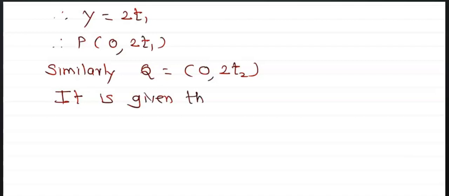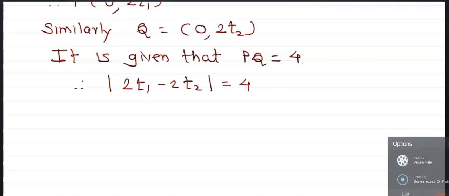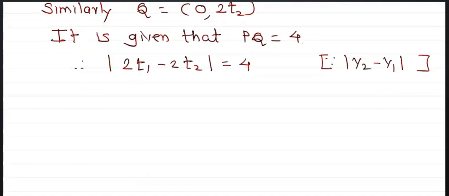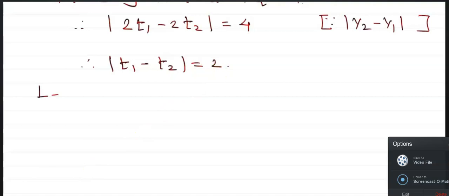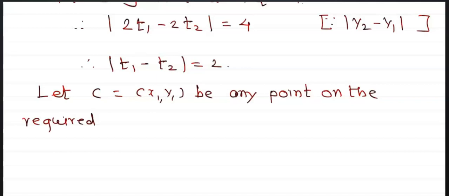It is given that PQ is equal to 4. Therefore, 2t1 minus 2t2 is equal to 4. That is, y2 minus y1 is equal to 4. That is, the mod of t1 minus t2 is equal to 2. Let C be x1, y1, any point on the required locus.